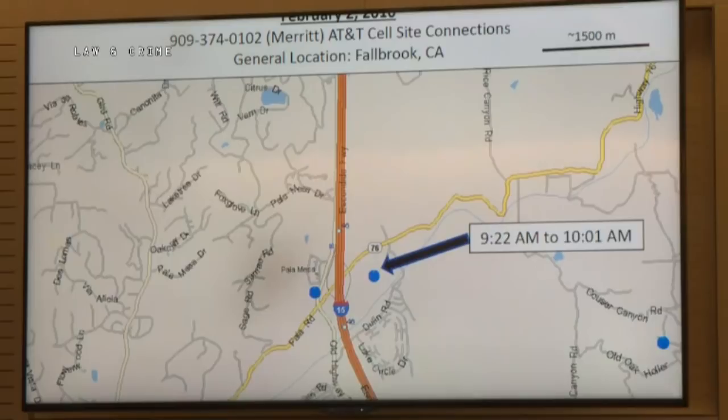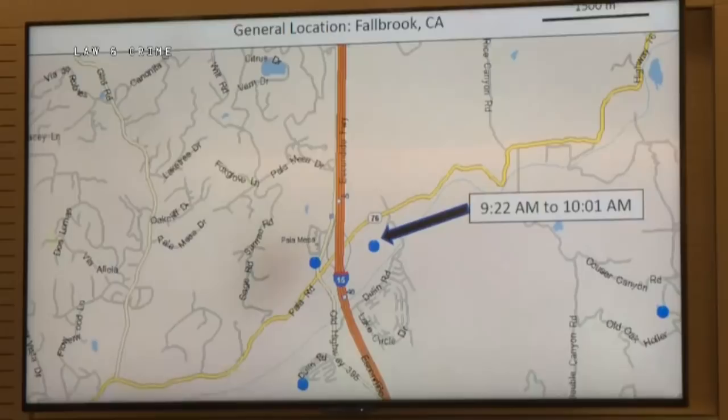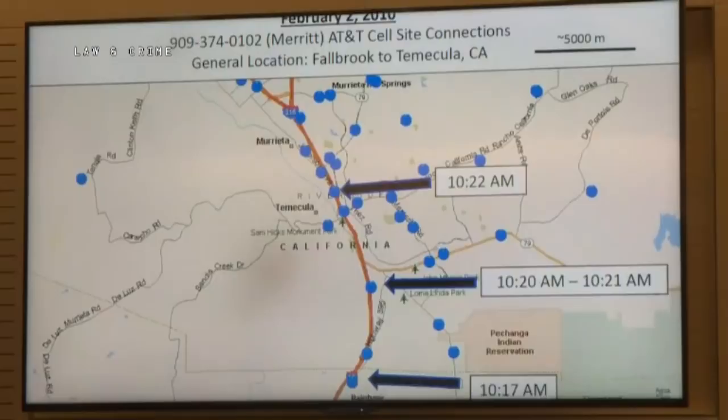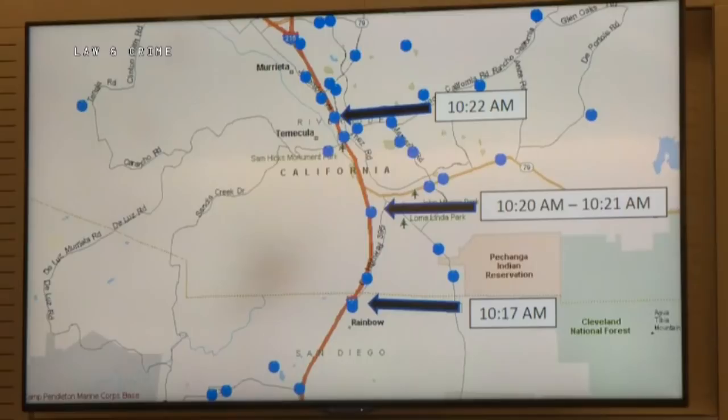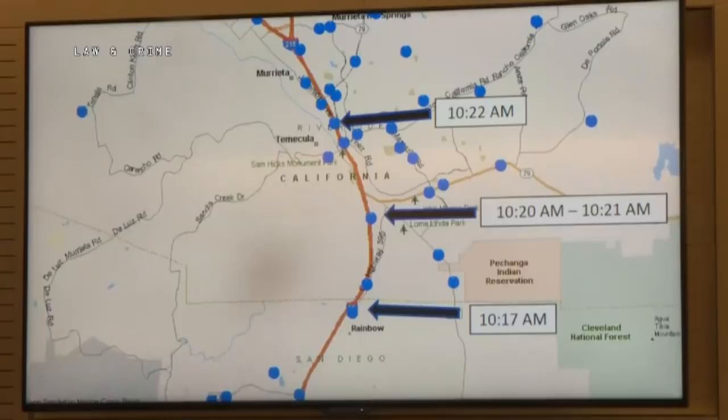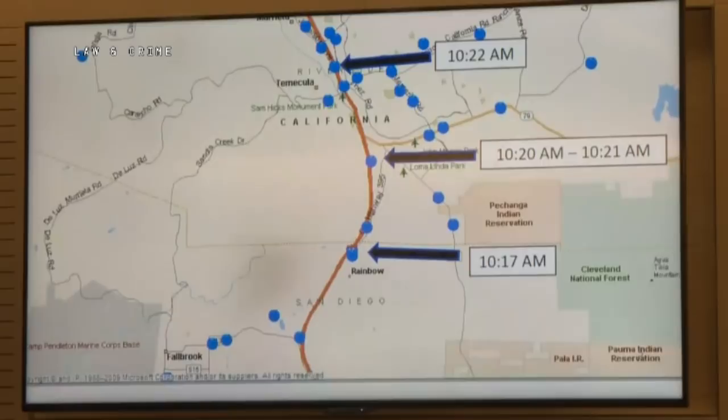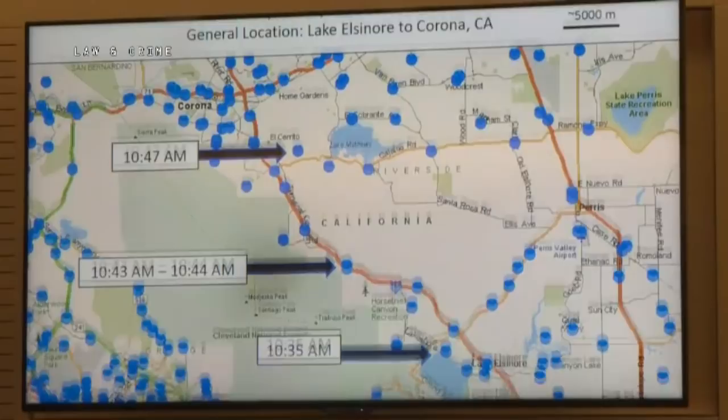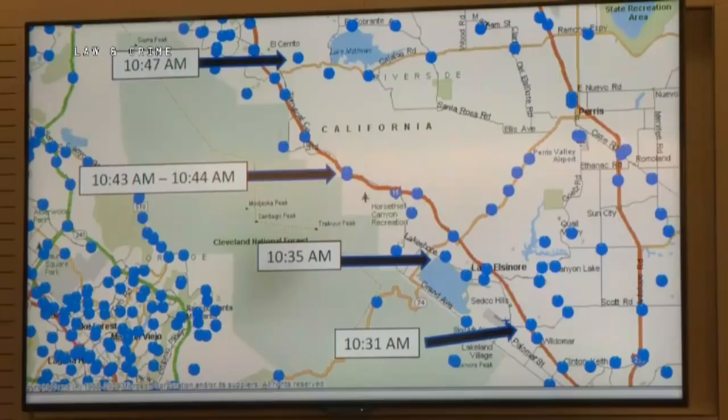And 447, is that next? Yes. And this is continuation, February 2nd, 10:17 a.m. The cell phone connects with a tower slightly north of the victim residence in what's known as the Rainbow area. And then continuing 10:20 and 10:22 the cell phone connects to towers entering into the Temecula area. 448, is that next? Yes. Continuation of February 2nd, 10:31 a.m., followed by 10:35, and continuing in a northbound fashion. 10:43 to 10:44 a.m. in the Horse Thief Canyon area, followed by a cell tower connection at 10:47 a.m. in South Corona.